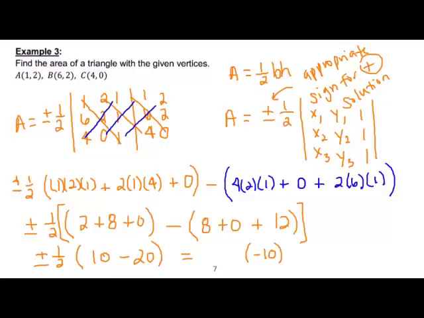Now remember, we want a positive solution because area has to be positive. So we need to multiply by either negative 1/2 or positive 1/2. To get a positive solution, we're going to need to multiply by a negative 1/2. So negative 1/2 times negative 10 gives us a positive 5. So the area of this triangle with these given vertices is 5. Again, we could have used multiple different ways to find the area, but matrices are just one of those other methods that we could use.